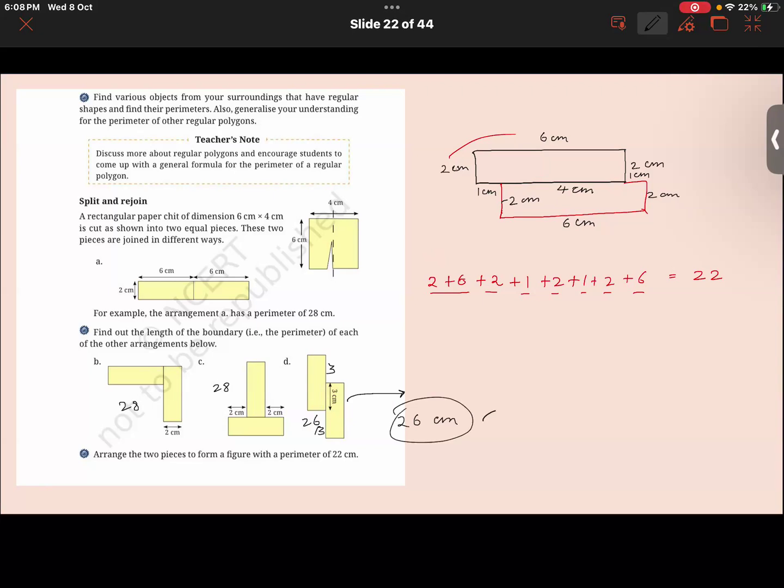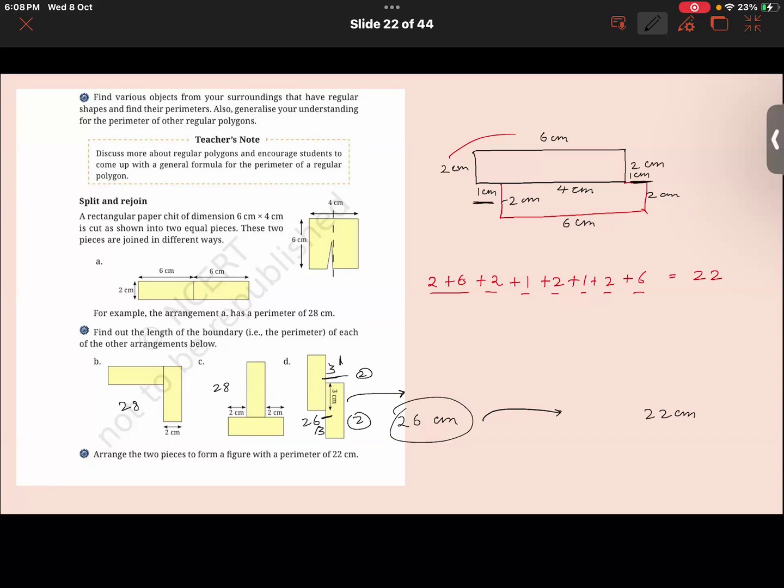In order to make an arrangement where the perimeter is going to be 22 centimeter, we need to take out 4 centimeter from it. Understanding it? So basically, we took out 2 centimeter from this side, and from this side we took out 2 centimeter. So thereby, this is 1 centimeter over here, and 1 centimeter over here. Hope you're understanding what I'm trying to say.